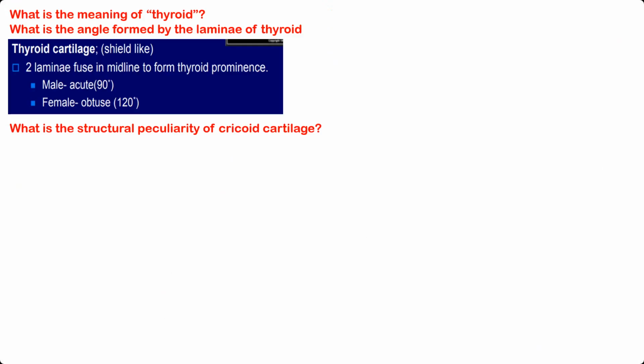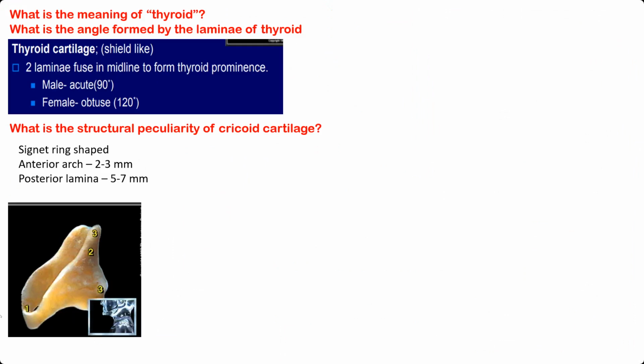It has a small anterior arch and a large posterior lamina. Okay, it's a signet ring shape. There's a small anterior arch which is about 2 to 3 millimeter. It has a posterior lamina which is about 5 to 7 millimeter. And you can see this is the anterior aspect. This is the posterior aspect.